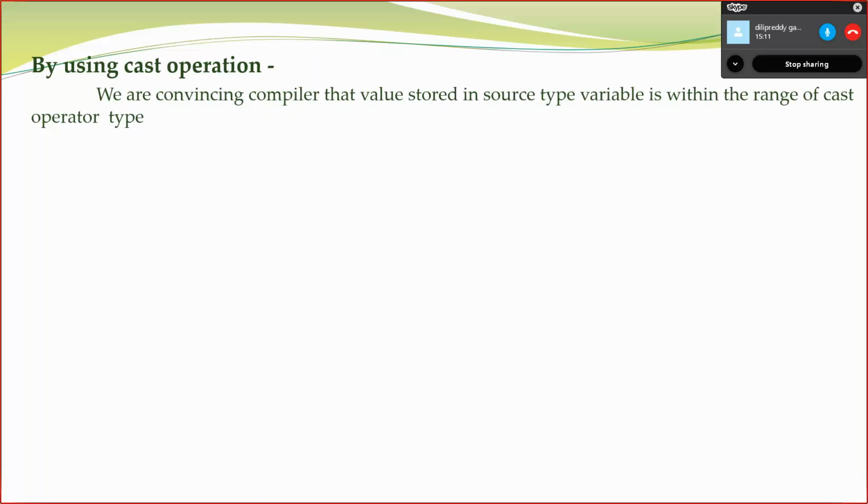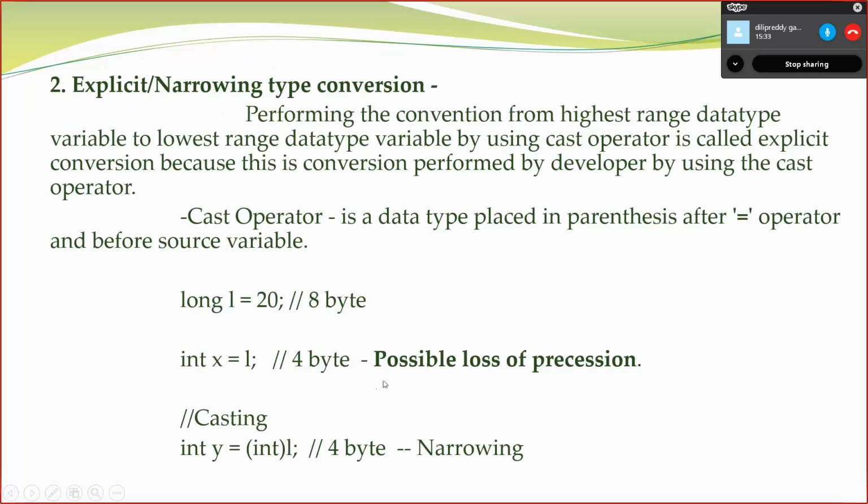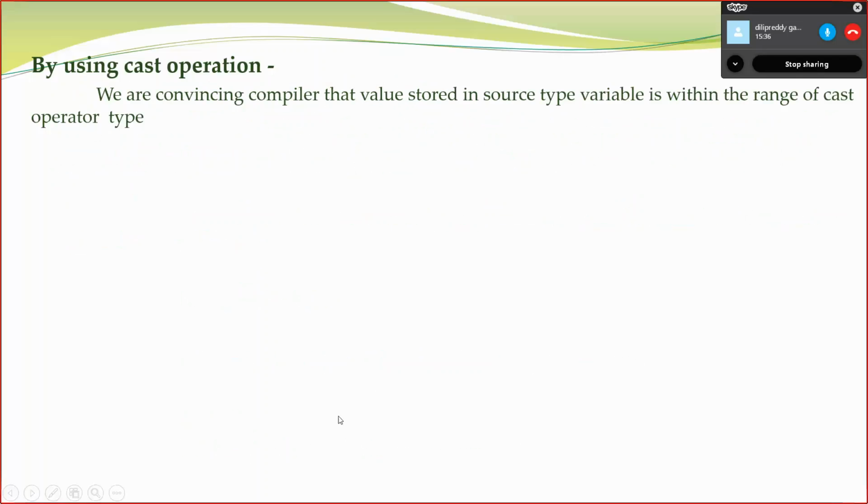So if you're using this cast operator, that means you're telling the compiler that the values are okay for you. This is fine, you can cover this range of data for your source data type. You understand that point? So we are allowing the compiler to reduce the source value to the cast operator type even if its range is greater than the cast. That is also possible. That's what I wanted to talk to you about.